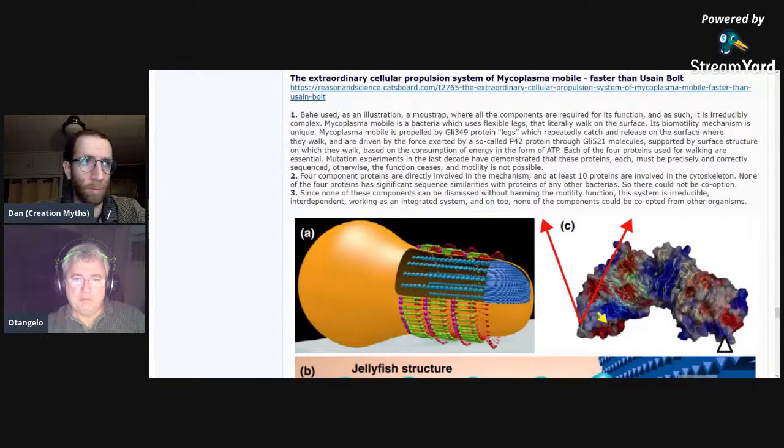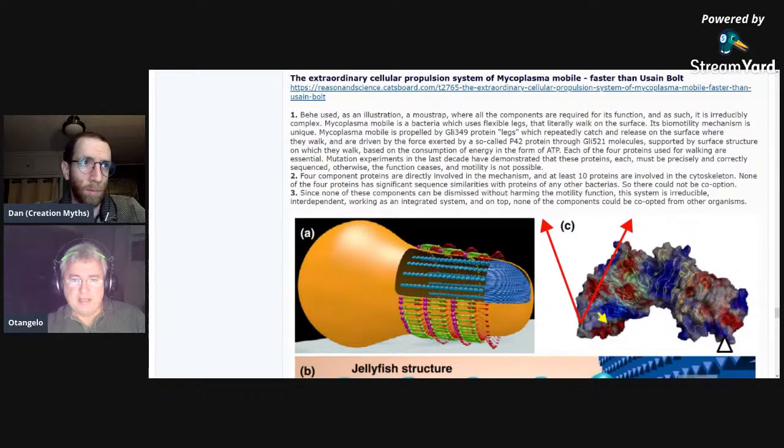Okay, so I'll read here a syllogism and explain what it is about. Behe used as an illustration a mousetrap, where all the components are required for its function, and as such, it is irreducibly complex. Mycoplasma mobile is a bacteria which uses flexible legs that literally walk on the surface. Its biomotility mechanism is unique, and Mycoplasma mobile is propelled by Gli345 protein legs, which repeatedly catch and release on the surface where they walk, and are driven by the force exerted by a so-called P42 protein through Gli521 molecules, supported by surface structure on which they walk, based on the consumption of energy in the form of ATP. Each of the 4 proteins used for walking are essential.